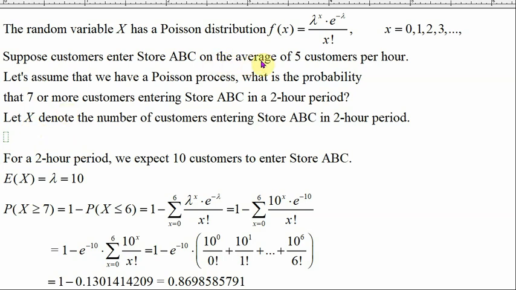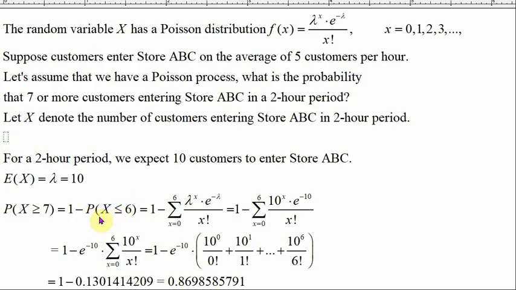And so on average, we have 5 customers entering the store per hour. So for a 2-hour period, we expect 10 customers to enter the store ABC, and therefore the expected value of x, which is lambda, is equal to 10. We want to find the probability that x is greater than or equal to 7, which can be rewritten as 1 minus the probability that x is less than or equal to 6.